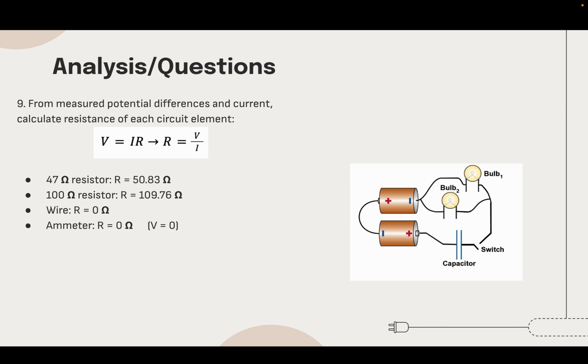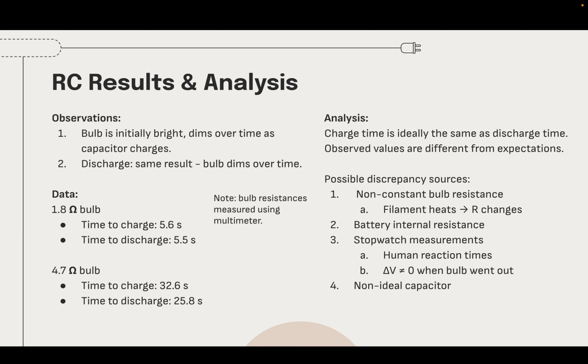From our measured values, we can use Ohm's law to calculate the resistance of each circuit element, which is shown. And for our RC circuits, we can observe that our bulb is initially bright, but dims over time for both our charging and discharging phases. And for our data, we can see that our time to charge and discharge for our 1.8 bulb and 4.7 bulb are shown.